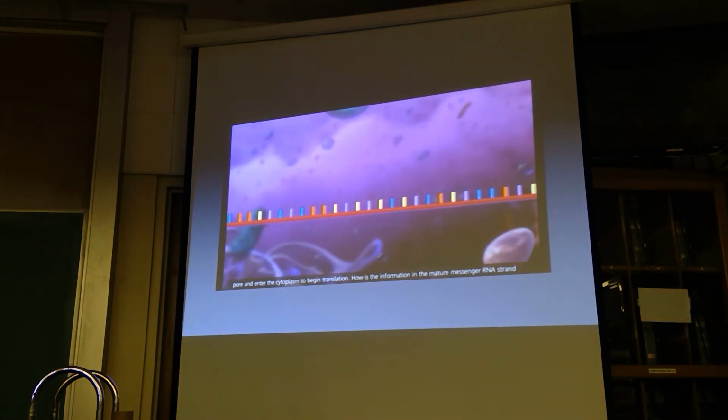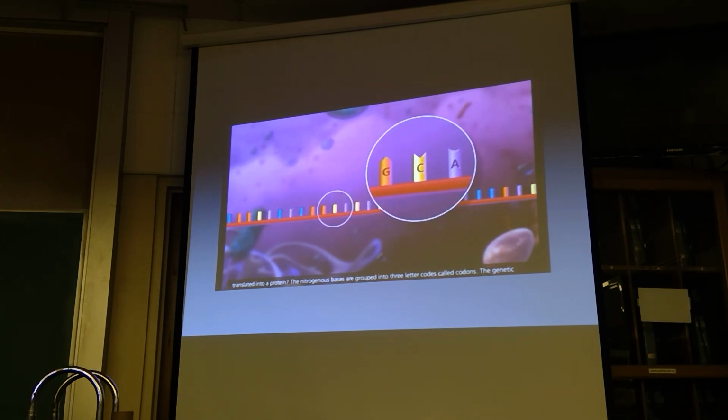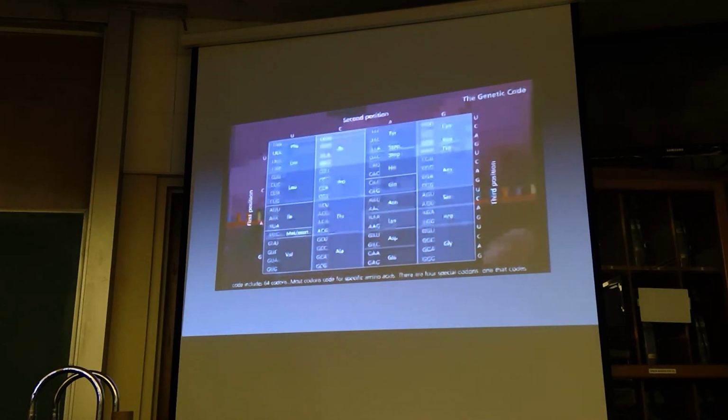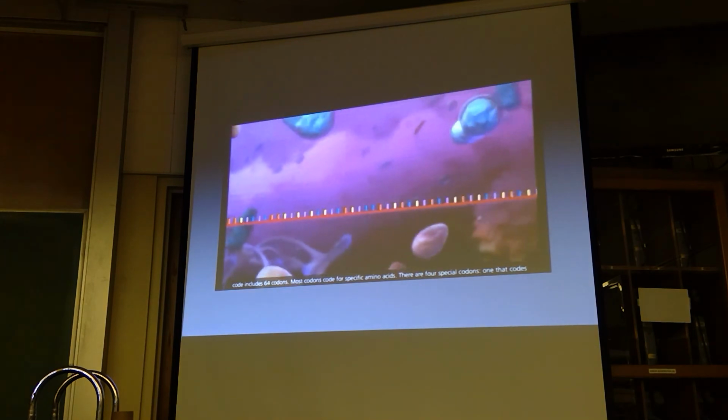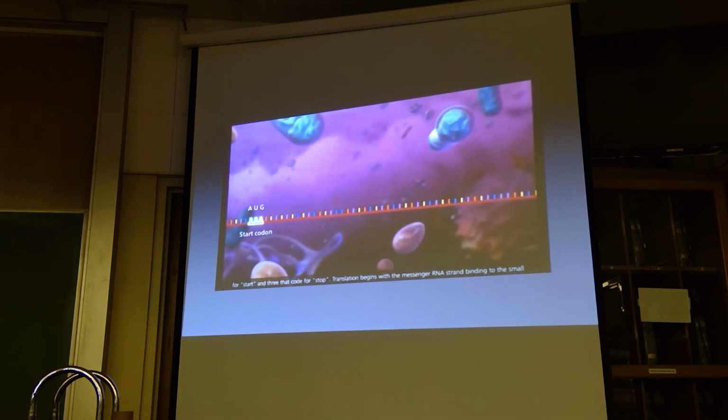Now this is going to show the translation process in an animation. How is the information in the mature messenger RNA strand translated into a protein? The nitrogenous bases are grouped into 3 letter codes called codons. The genetic code includes 64 codons. Most codons code for specific amino acids. There are 4 special codons, 1 that codes for start and 3 that code for stop.